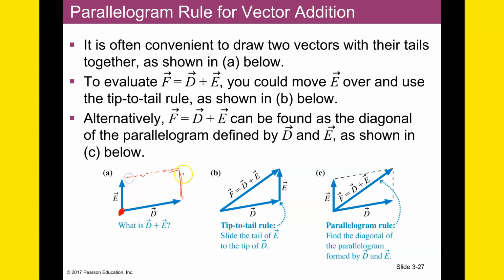Just making this into a parallelogram, as these are the two sides of a parallelogram, two adjacent sides. And so the resultant vector would start at the one corner of the parallelogram where we started and end up in the opposite corner of the parallelogram that we just finished. So that's another good way to do it.